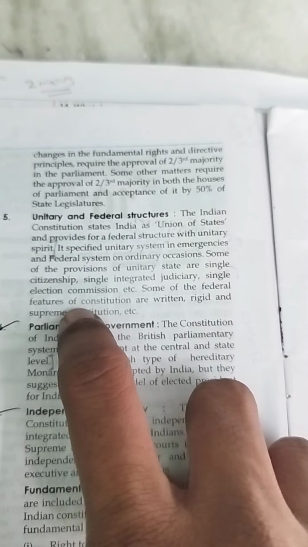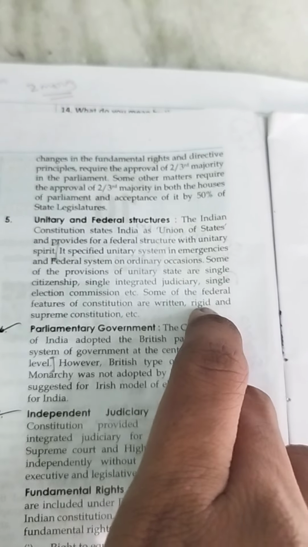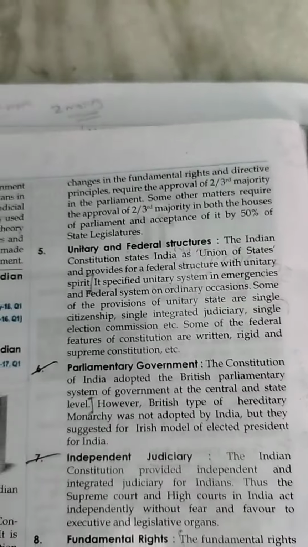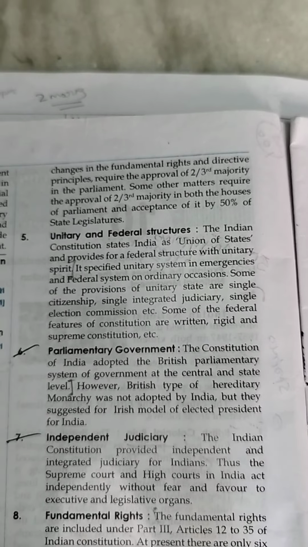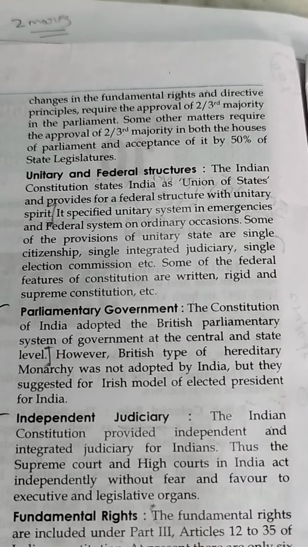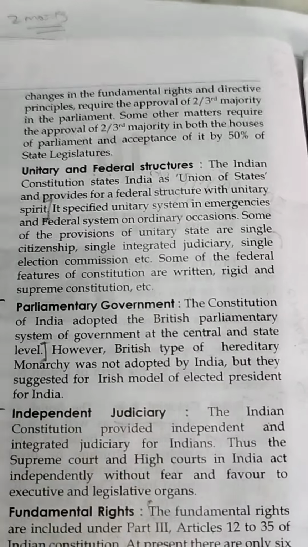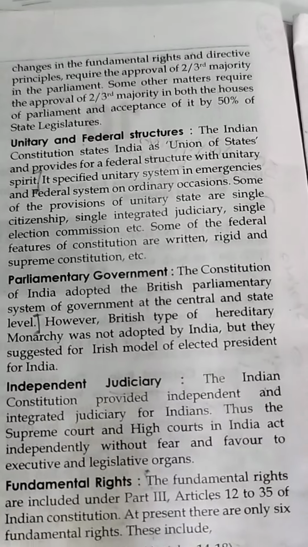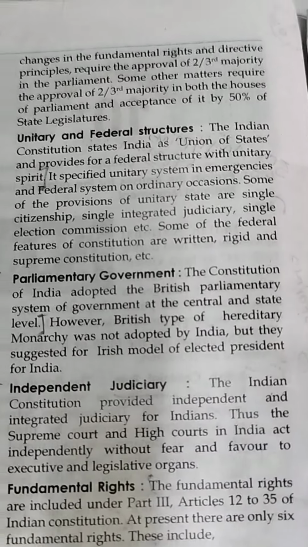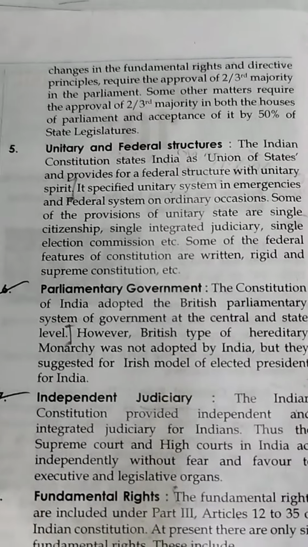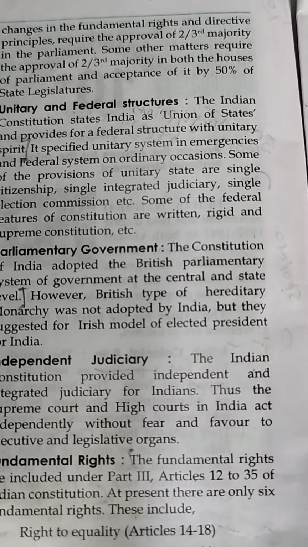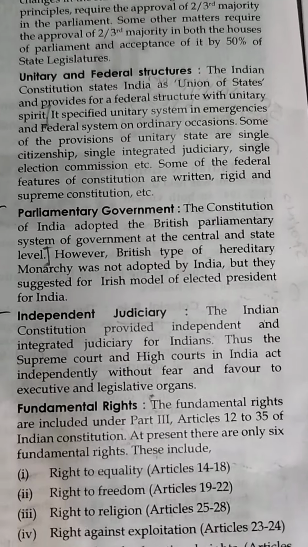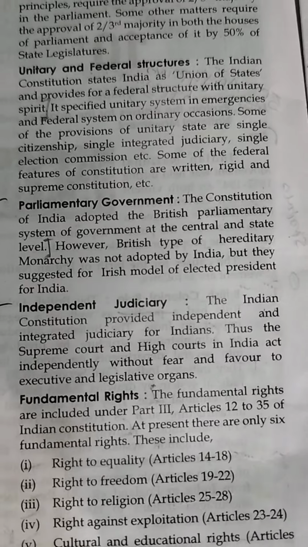Some federal system features are a written and rigid Constitution and a Supreme Constitution. This point differs from a unitary state: single citizenship, single integrated judiciary, single election commission. In India we have single citizenship, single integrated judiciary, single election commission. Some of the federal features of the Indian Constitution are written, rigid and Supreme Constitution, etc.